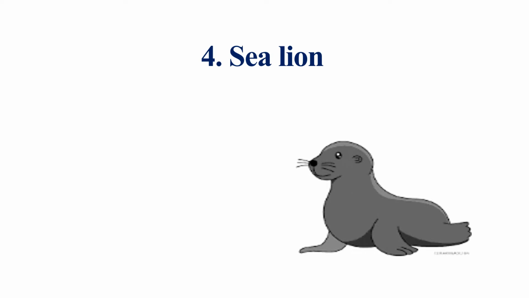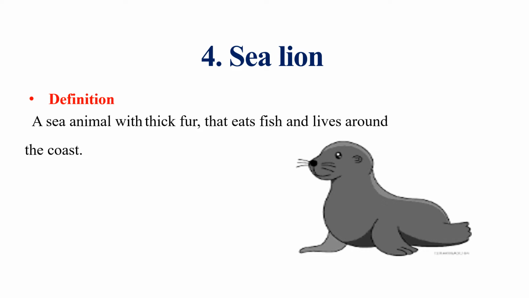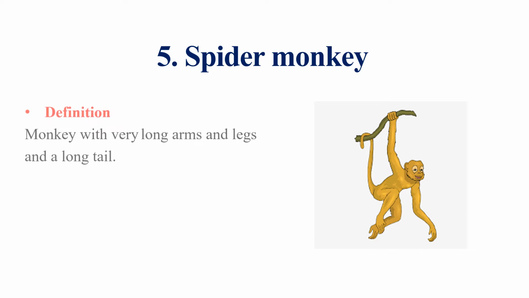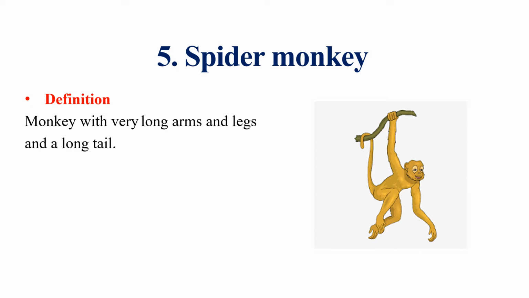Sea lion. The sea lion is a sea animal with thick fur that eats fish and lives around the coast. Spider monkey. The spider monkey is a monkey with very long arms and legs and a long tail. This word is also a noun.